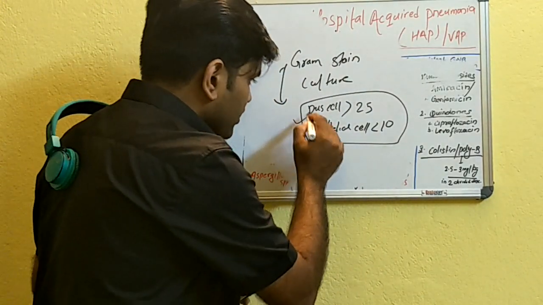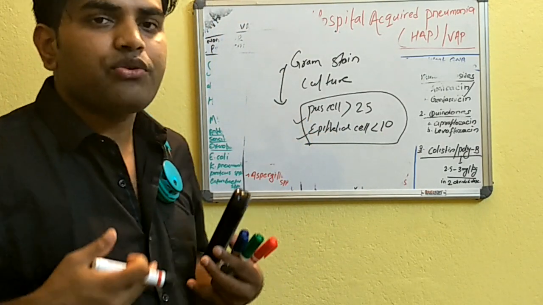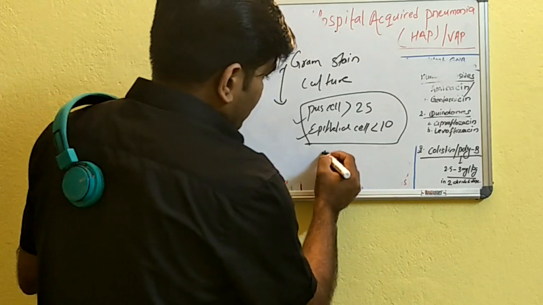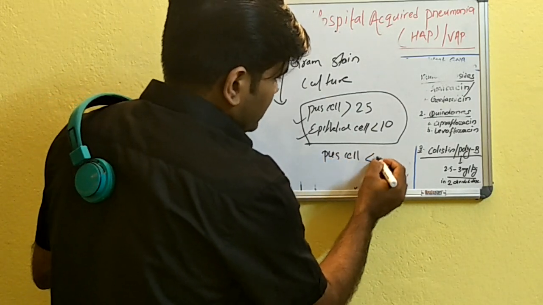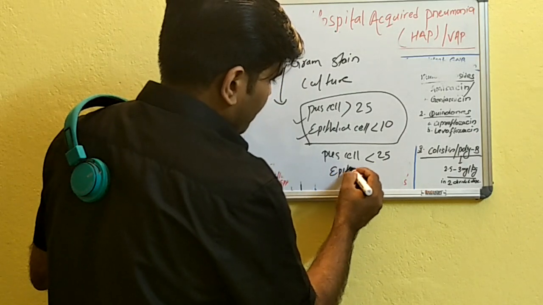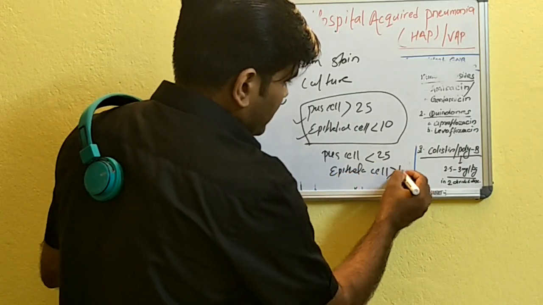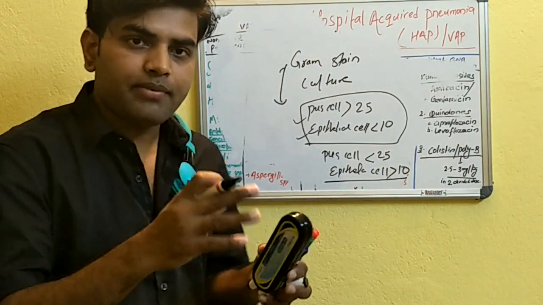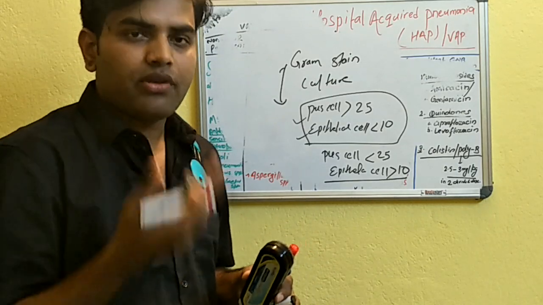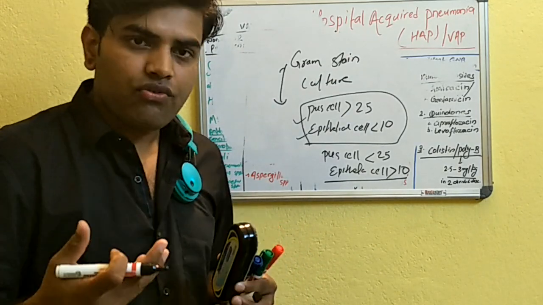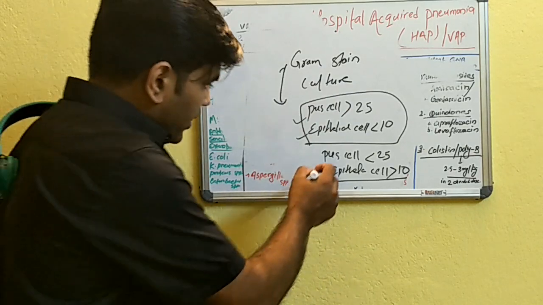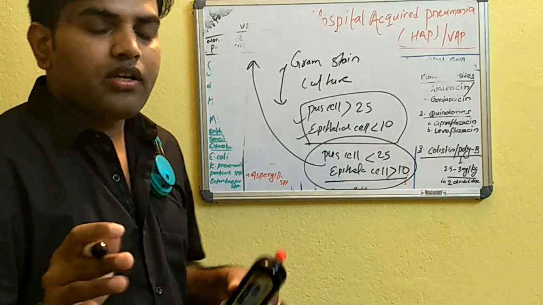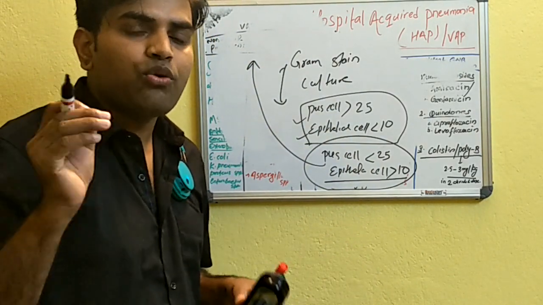This indicates that if pus cells are more and epithelial cells are less, then your sputum sample is from the lower respiratory tract. But if you have pus cells less than 25 and epithelial cells greater than 10, if epithelial cells are more and pus cells are less, this indicates that the sample collected from the patient is only from the upper respiratory tract, and the upper respiratory tract is full of normal flora. Now, any organism that grows from this kind of sample, with this gram stain finding, you don't trust the lab report. There is no point.